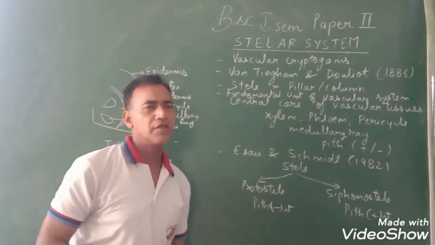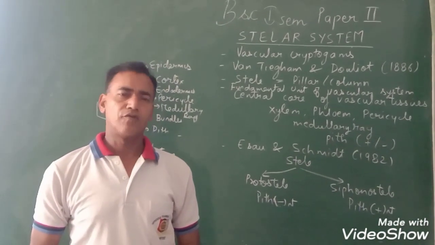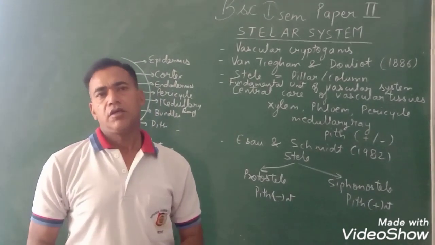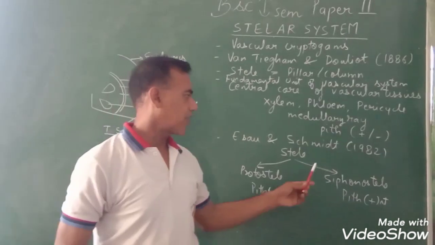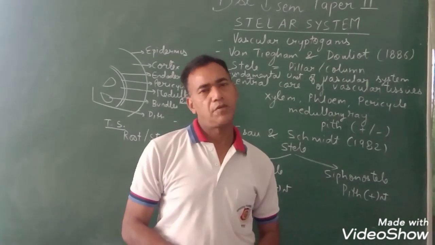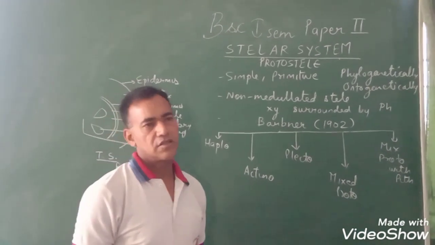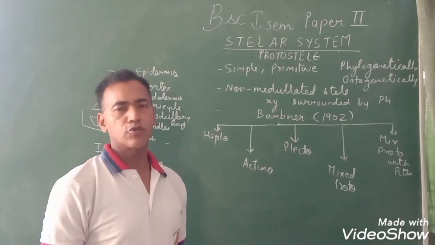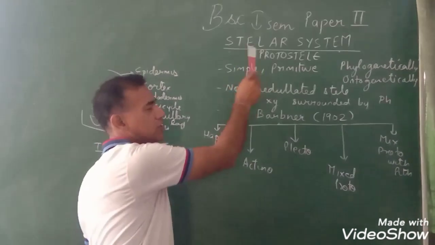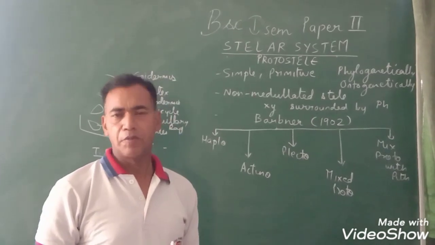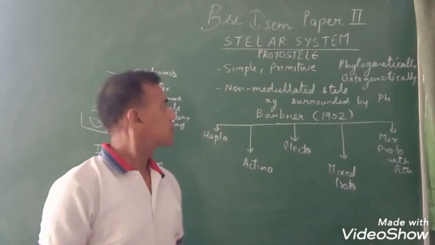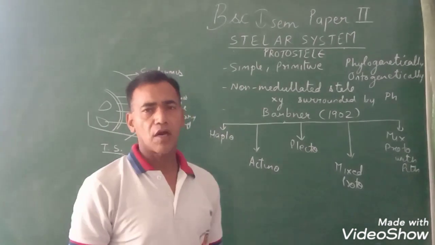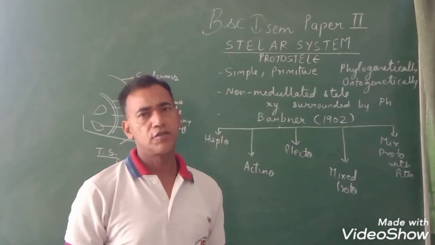According to Esau and Schmidt, stele is of two types: protostele and siphonostele. Protostele, in which pith is absent, and siphonostele, in which pith is present. Jeffrey, on phylogenetic and ontogenic basis, found that protostele is the most simple and primitive type of stele, and it is a non-medullated stele in which the xylem core is surrounded by phloem and there is no pith.